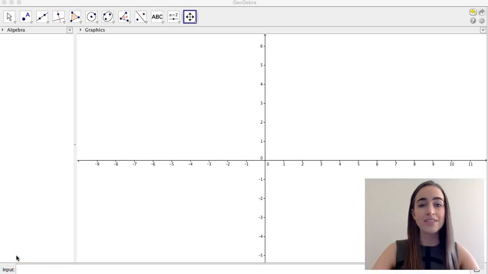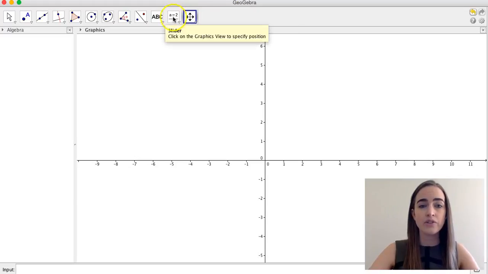In this video, I want to start having a look at parabolas and what their graphs look like. So we're going to use this program called GeoGebra, so that we can manipulate our equations and see what effect the different numbers in our equations have on what our graph looks like.